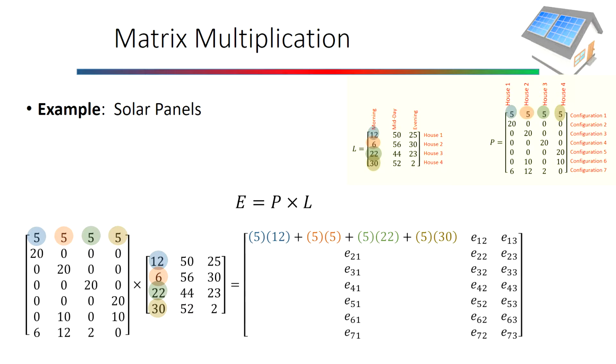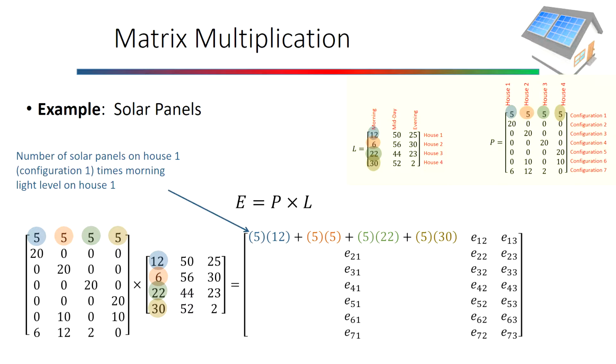Just to make things a little easier to see, I've now similarly color-coded the elements from L and P in the matrices on the top right, where you can actually be reminded what data was in each matrix. So the blue part of this sum corresponds to the number of solar panels on house 1 according to our configuration 1, multiplied by the light level on house 1's roof in the morning. The orange part of the equation now corresponds to the number of solar panels on house 2 according to configuration 1, multiplied by the light level on the roof of house 2 in the morning.